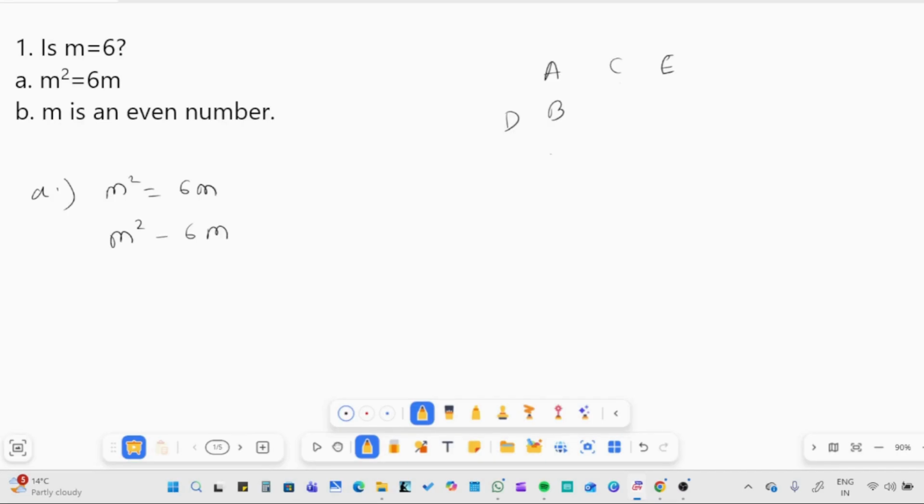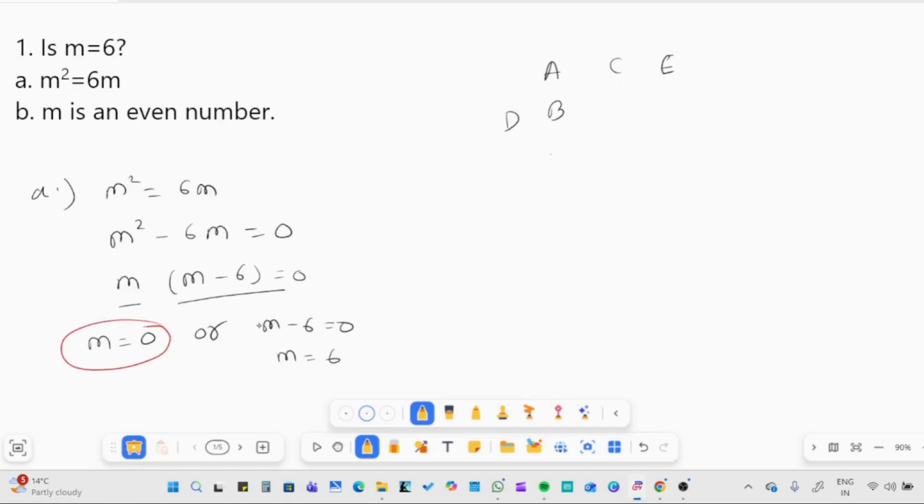We will write down m square minus 6m is equal to 0. Take m common, then I will write m times m minus 6 is equal to 0. Product of two numbers is 0. It means that either m is 0 or m minus 6 is 0. That says m is equal to 6. Do we get a definite answer from statement 1? No, because from this we get m is equal to 0 or m equal to 6. We do not have a definite answer.